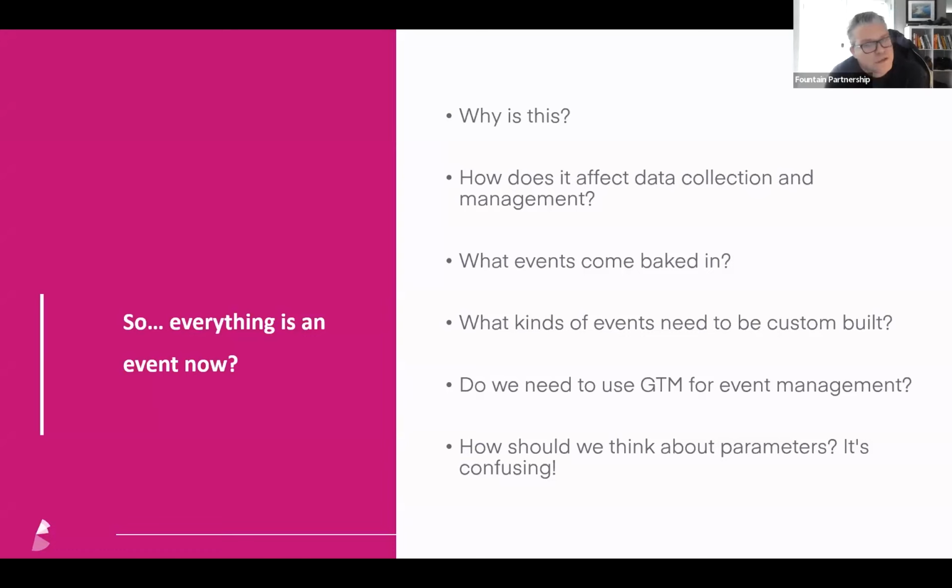Everything now is an event, which is quite different to what we had previously in Universal Analytics. My question is, how does this affect how we're pulling data and managing it? I know that when I've been setting up Google Analytics myself for clients, you've got those baked-in events, which is quite handy, actually. It means that you don't need to set up a few bits and bobs. But which kinds of events are in there? Which ones would you say need to be custom built? Is GTM still the way to do this?